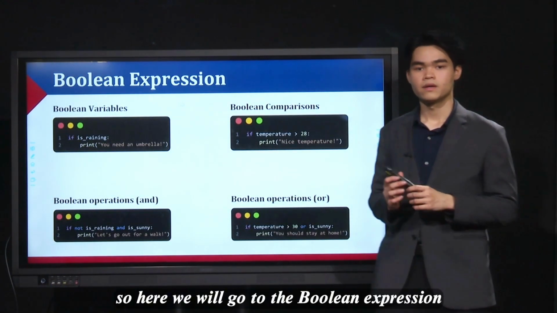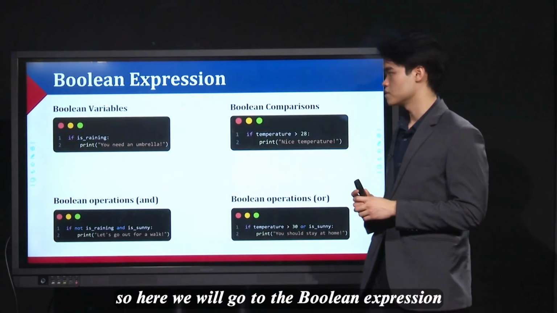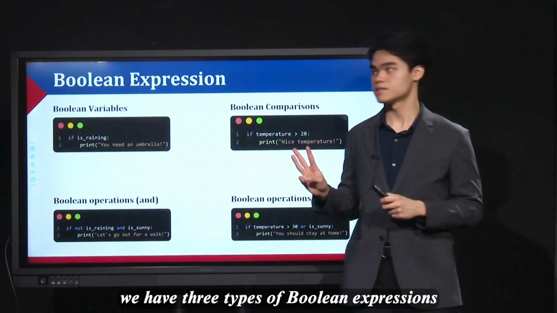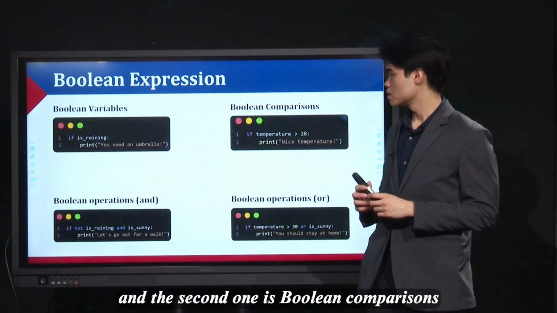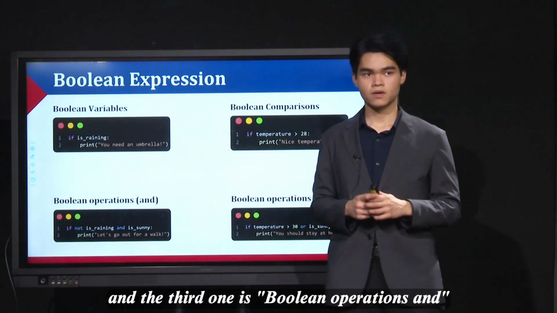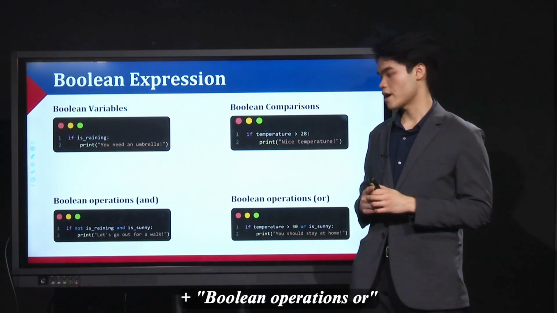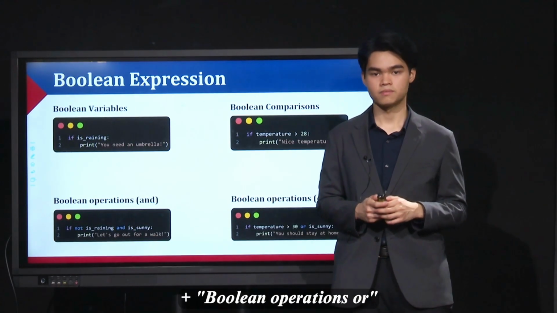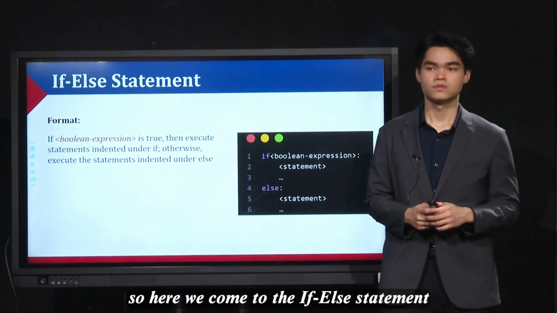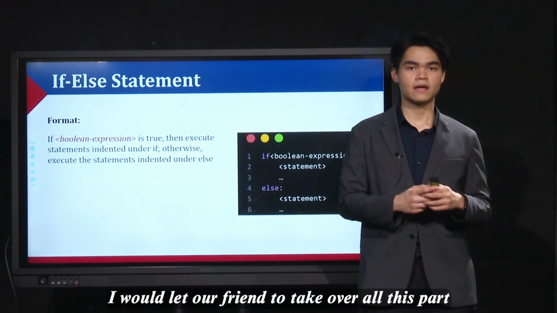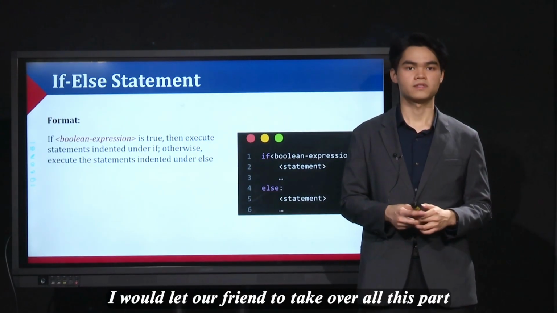So here we will go to the Boolean expression. We have three types of Boolean expressions. The first one is Boolean variables, the second one is Boolean comparisons, and the third one is Boolean operations. So here we come to the if-else statement. I will let our friend take over this part.